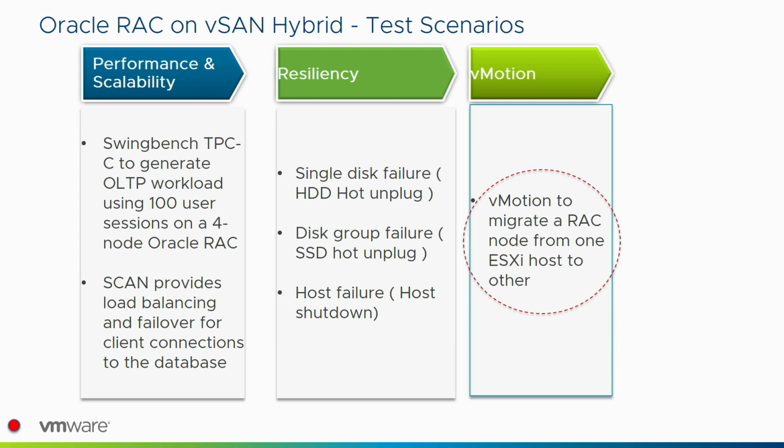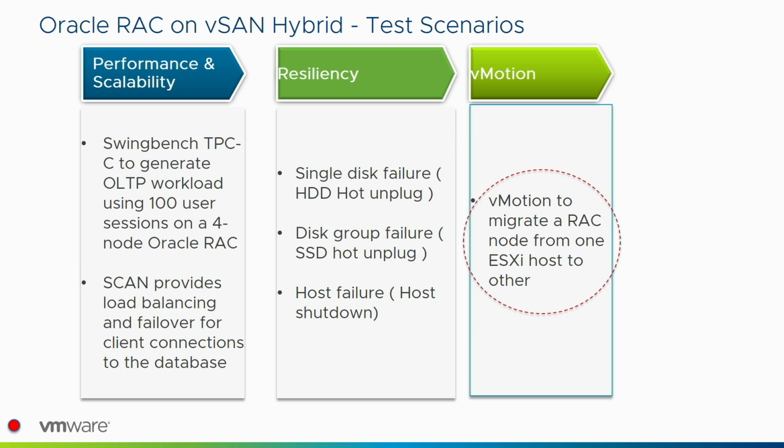Couple of test scenarios that we ran as part of this solution. The first one was we ran a TPCC-like workload, basically Swingbench, to generate OLTP workload. That was a 100-user session on this 4-node Oracle RAC cluster. SCAN stands for Single Client Access Network. Basically, think of it as a logical load balancer, right? So all user sessions connect to this Oracle logical load balancer, and once it does load balancing, it does failover, and it does a lot of other good things, right? So we use that.